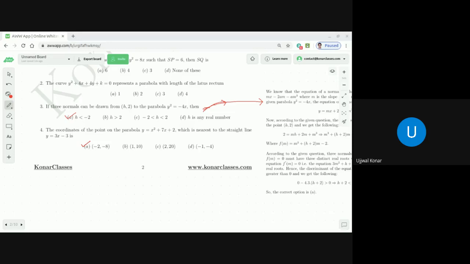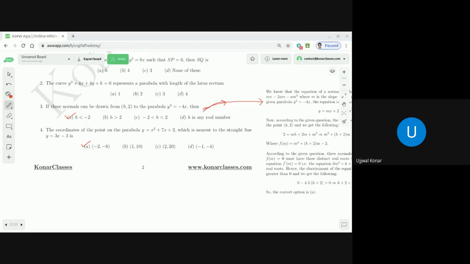You see, in this way, let the point P be (alpha, beta) on the given parabola y equal to x square plus 7x plus 2, which is nearest to the straight line y equal to 3x minus 3. Applying the concept of maxima and minima, we must conclude that the tangent to the given parabola at the point (alpha, beta) must be parallel to the straight line y equal to 3x minus 3. Correct or not? So now we need to find the tangent to the parabola.